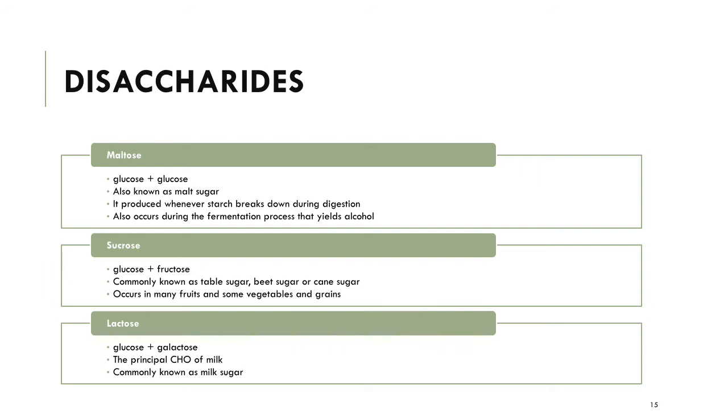Now, next, sucrose. Sucrose is made up of a molecule of glucose and a molecule of fructose chemically combined together. Sucrose is the common table sugar that we use in our cooking and baking. It is commonly called table sugar, beet sugar, or cane sugar. Sucrose occurs in many fruits, vegetables and grains. Lastly, let's talk about lactose. It's also known as milk sugar because it is the predominant sugar found in milk. Lactose is a disaccharide made up of a unit of glucose and a unit of galactose chemically combined together.